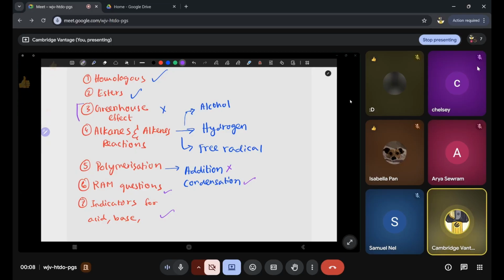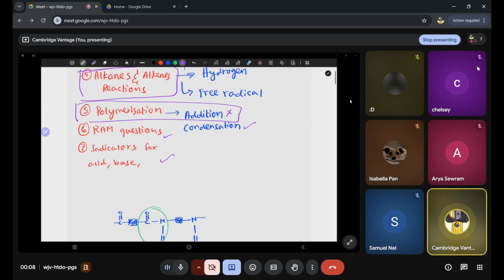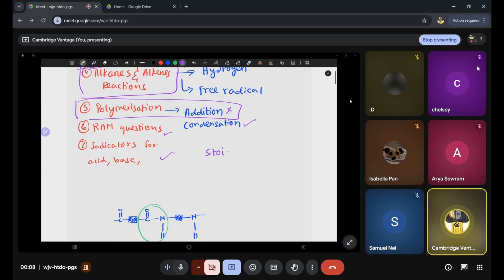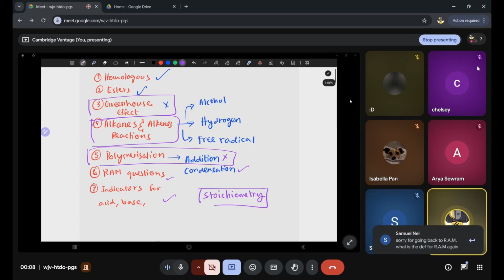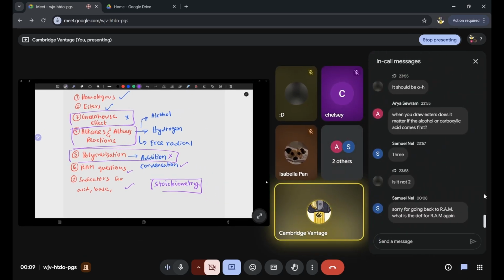We are left with the greenhouse effect, some organic chemistry reactions, and some part from polymerization. And I also want to show you guys some stoichiometry questions. So the remainder of the topics that we have, we will go through these. Sorry for going. What is the definition of relative atomic mass?